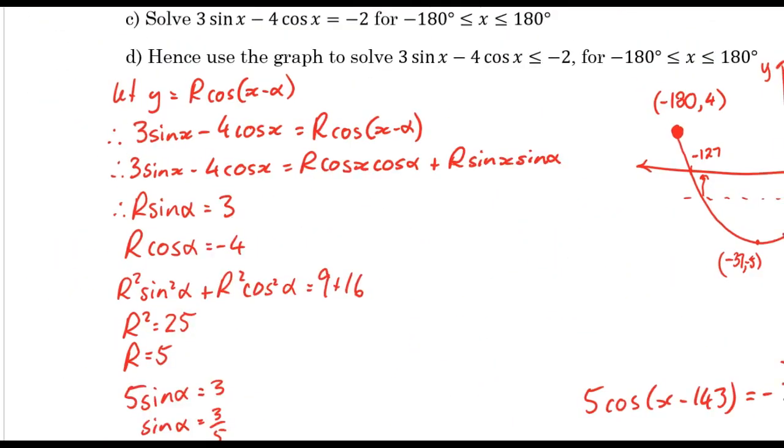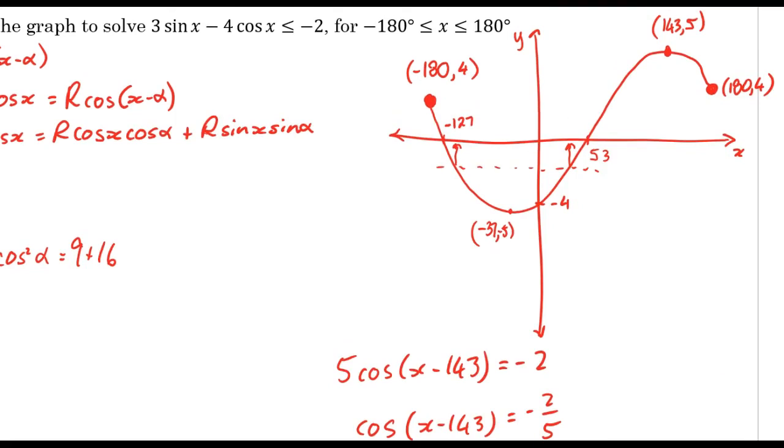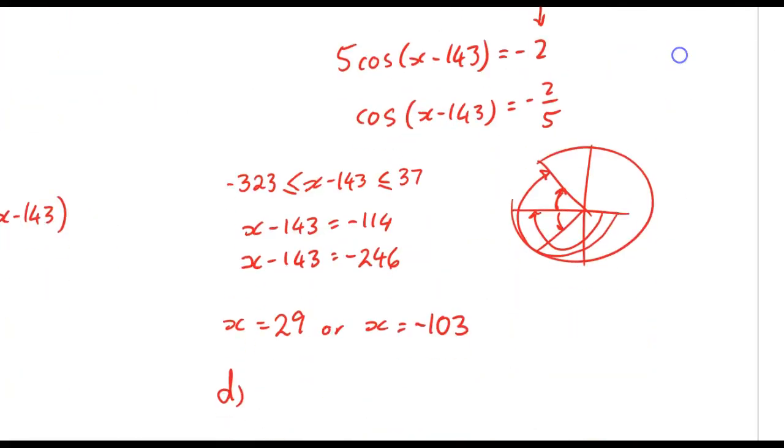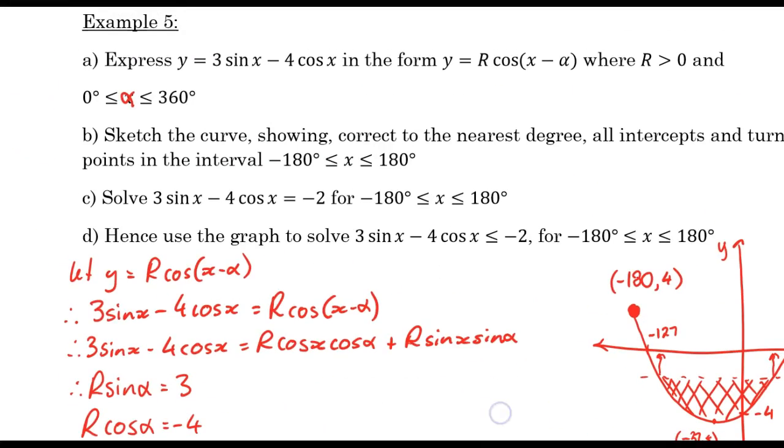Now, the very last bit that we need to do here for part D is really going to be quite easy. Look at the graph. I want to know when my function is less than or equal to negative 2. So it's just those bits there between, right, we've determined negative 103 and 29. So I'm going to say that negative 103 is less than or equal to x less than or equal to 29.